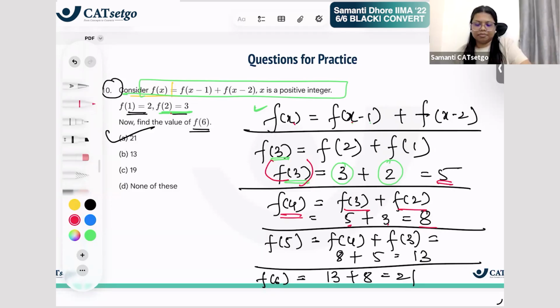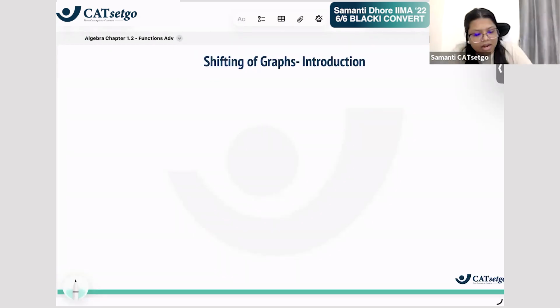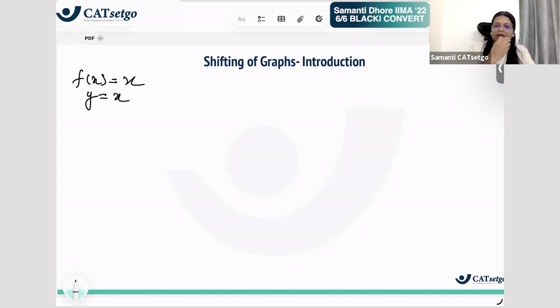ठीक है? Let us understand, let us take a function. Let's say f of x is equal to x. ऐसा function है हमारा. f of x equals to x का मतलब क्या है? f of x मतलब y. y is equal to x का function है हमारा. ठीक है? y is equal to x के function को कैसे हम draw करते हैं?